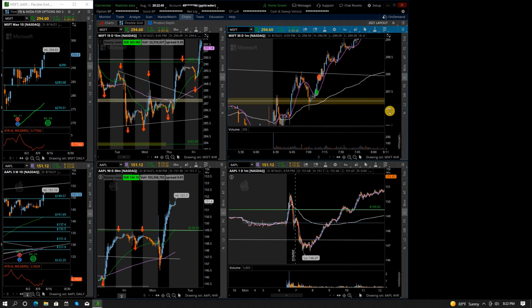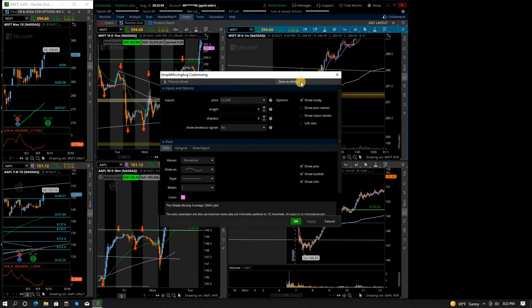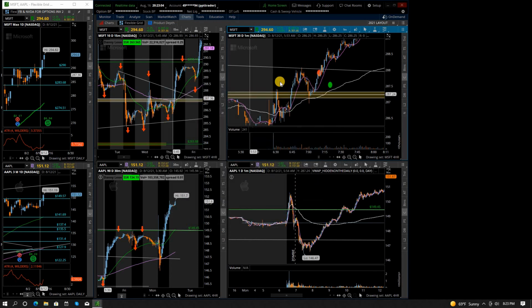So what I pay attention to is, when price comes down, you don't do anything. Let it do its thing. This is the 9 SMA. Once price comes down and you see this green candle or blue candle, once we have a candle close that reclaims the 9, that's where you go long, right?